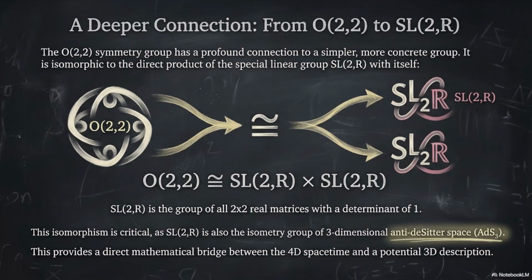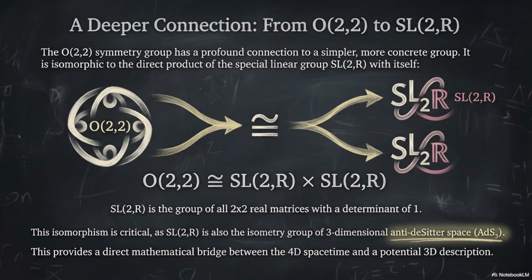Precisely. And that brings us to the next slide, the real conceptual breakthrough, the connection to lower dimensions. This is the isomorphism. The critical isomorphism, yeah. Right. It turns out that O(2,2) is mathematically equivalent to the direct product of the special linear group SL(2,R) with itself. So O(2,2) is isomorphic to SL(2,R) × SL(2,R).